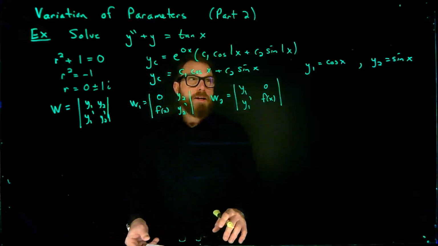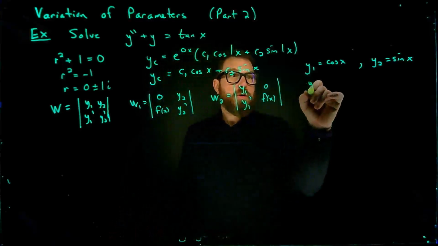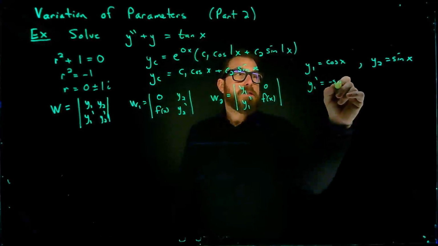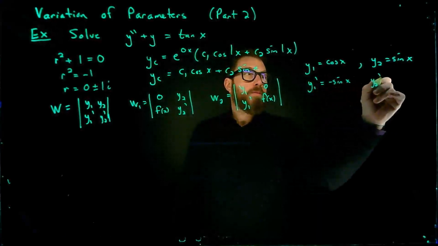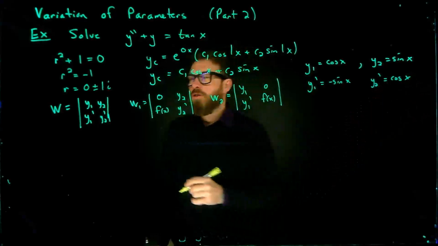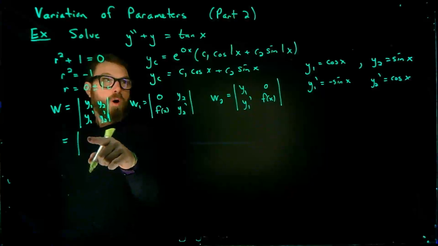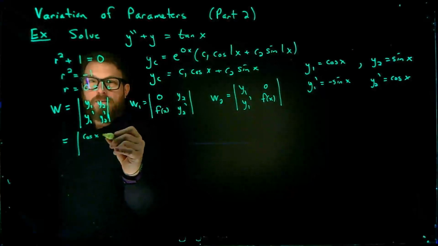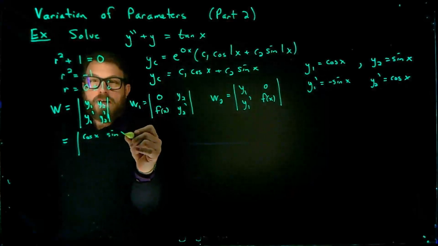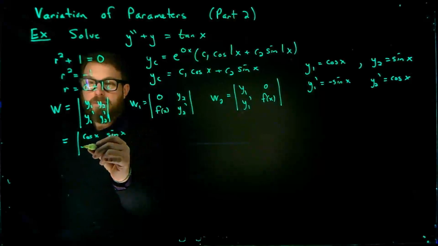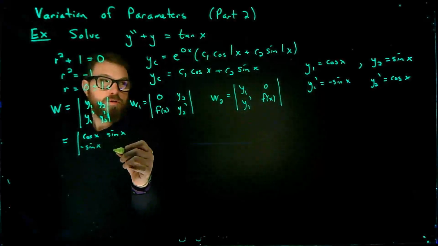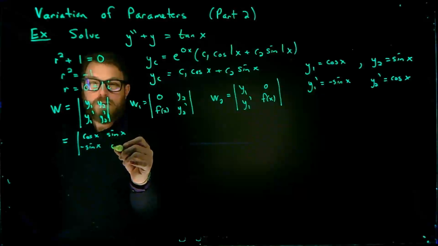So now when we set these things up, I'm going to need to know what is y1 prime. Well, this is minus the sine of x. And then what is y2 prime? Well, this is going to be equal to the cosine of x. So then finishing this off, this w is going to be equal to y1, which is your cosine of x, y2, which is going to be your sine of x, y1 prime is minus the sine of x, and y2 prime is going to be equal to the cosine of x.